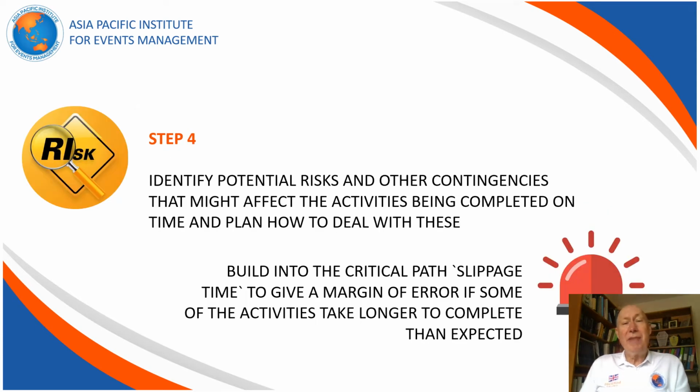But we also need to think about challenges that we'll face in planning the event. What might be some of the potential risks and other challenges that will occur? And we have to be realistic. Not all events will go according to what we're expecting in the planning process. So we have to put in place contingencies that we can implement to get us back on track if there is a delay. So step 4, identify the risks and think about contingencies that we can put in place to get us back on track.